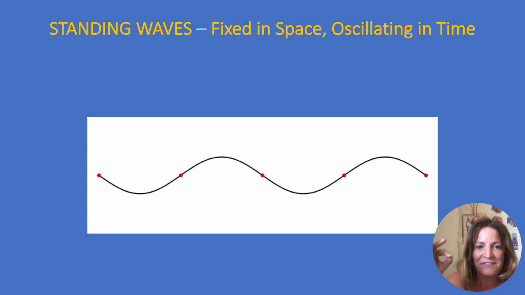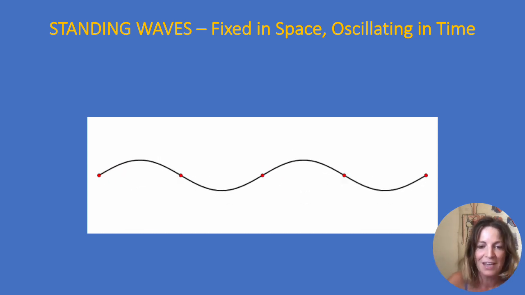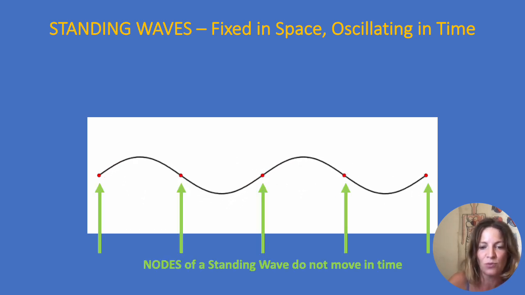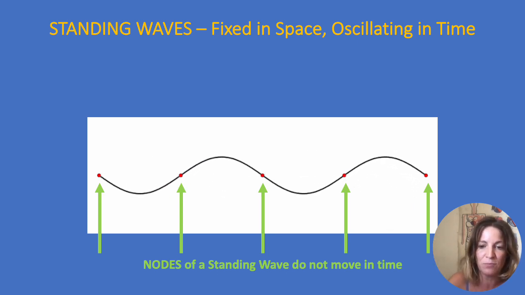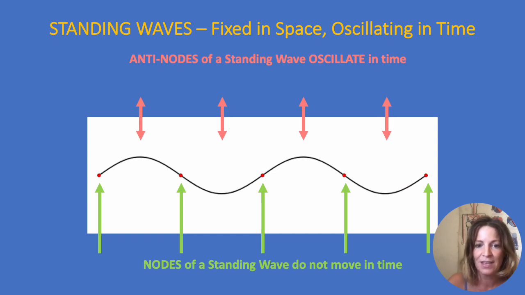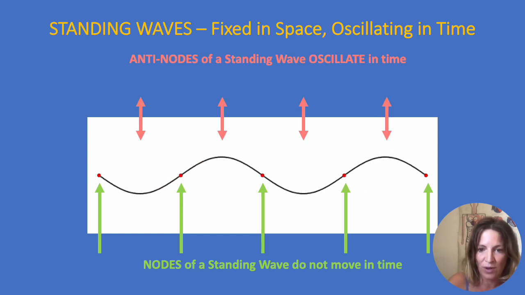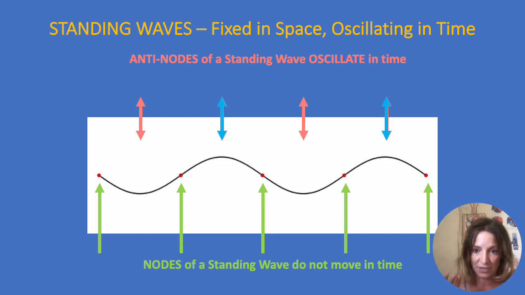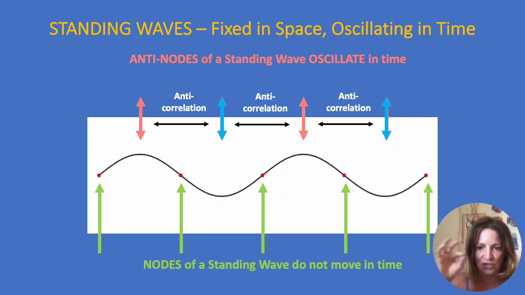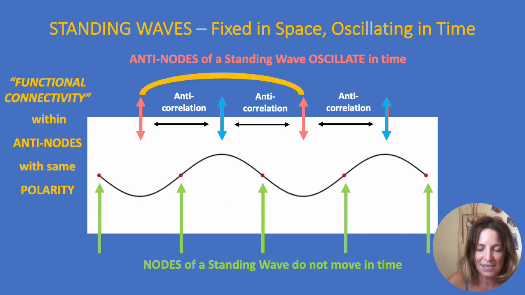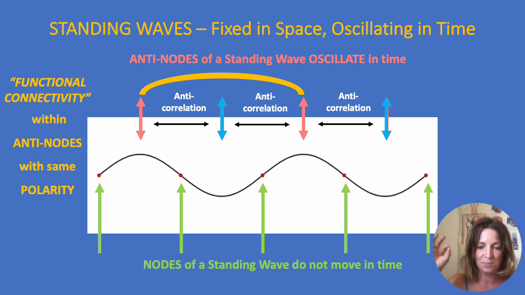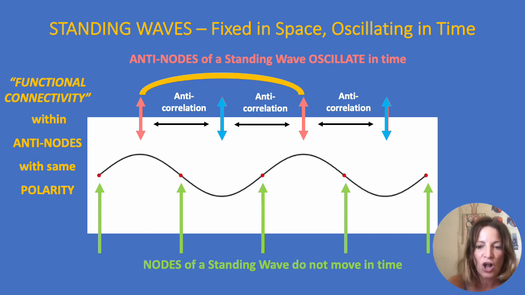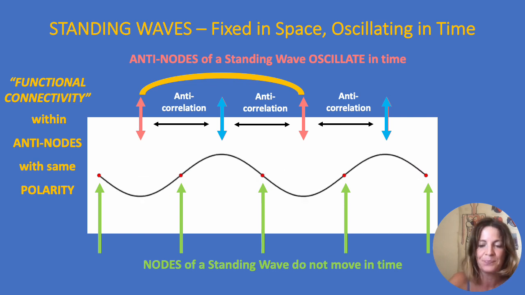Standing waves are waves that are fixed in space and oscillate in time. They are characterized by the existence of nodes. Nodes are points of no motion, so they are points in the line that do not move in time while the standing wave is on. And then there are the antinodes of a standing wave, and these do oscillate in time. These antinodes can have different polarities, which means that you can have anticorrelations between distinct antinodes, but essentially you can have correlations between antinodes with the same polarity. And this drives functional connectivity within all the antinodes with the same polarity.